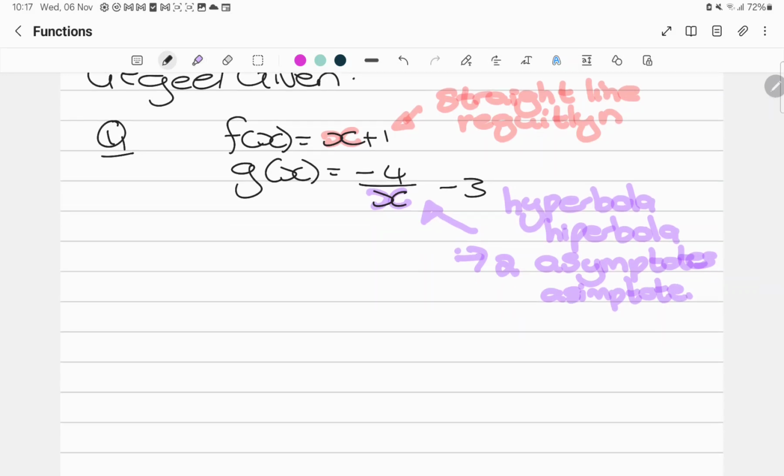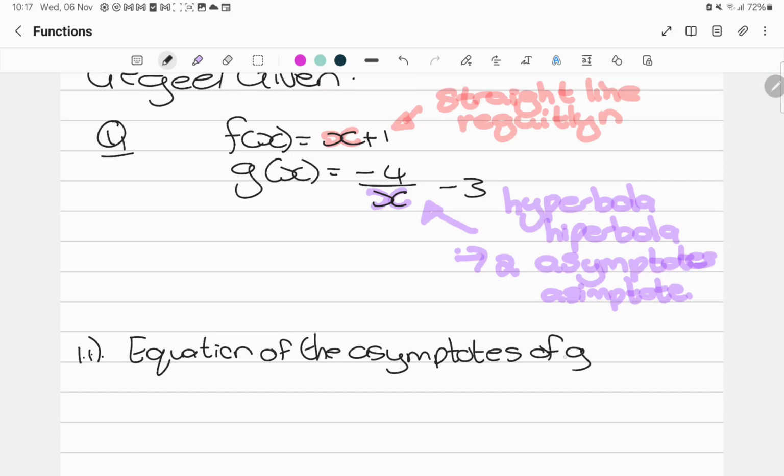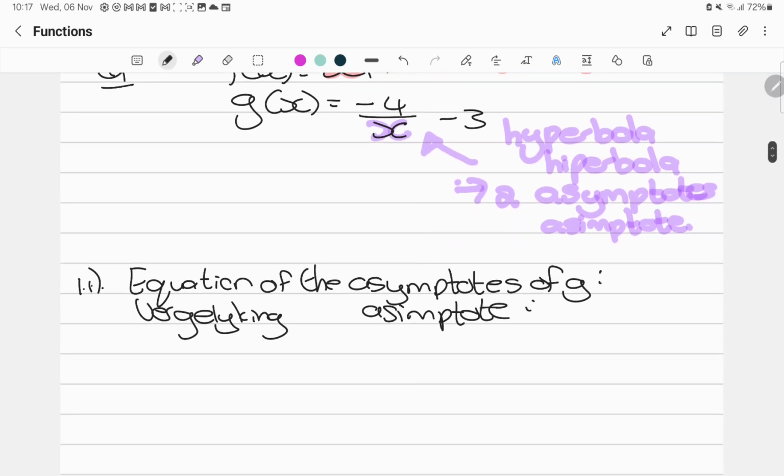Alright, now the first question. Let's say they ask us, write down the equation of the asymptotes of g. So skryf neer die vergelyking van die asimptote van g. Now we already said, how many asymptotes does g have? Because it's a hyperbola, it has to have two. So it has to have an x and a y.